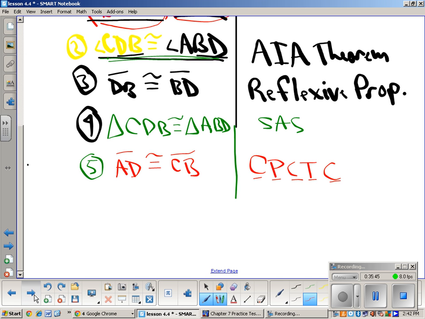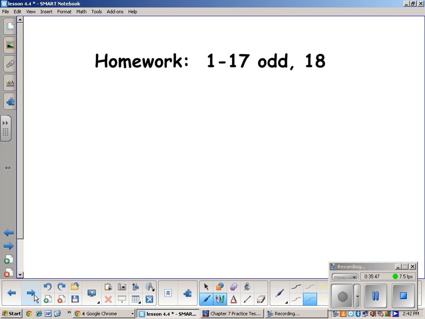Your assignment today: 1 through 17 odd, that's nine problems. And then number 18 is the tenth problem. So you have 10 homework questions to work on. I know you only have 14 minutes, but work on them the best you can. And understand Friday you'll have more time.